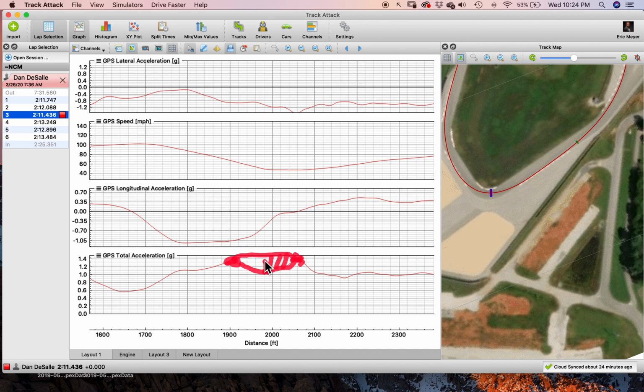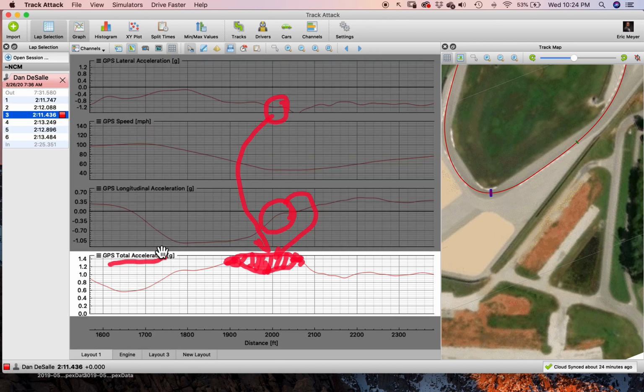That is the area of opportunity to go faster. We couldn't see it in this channel by itself, nor could we see it in this channel by itself. But when we add them together and we know where to look, that's the value of total acceleration, GSum. Let's do another one. Okay?